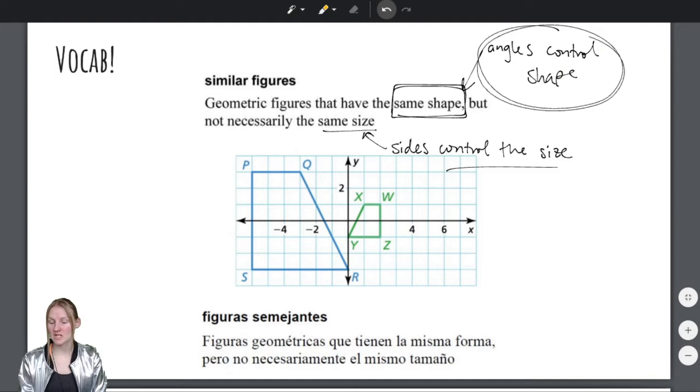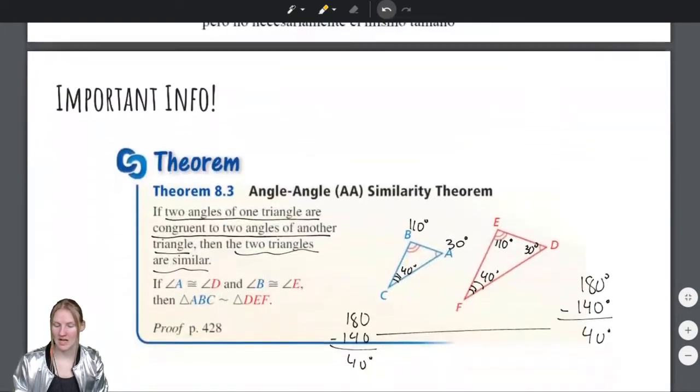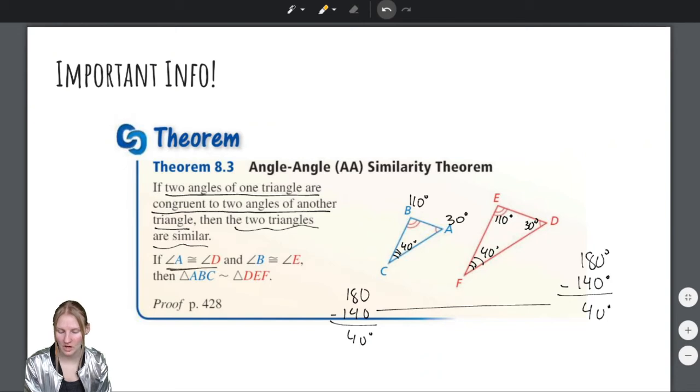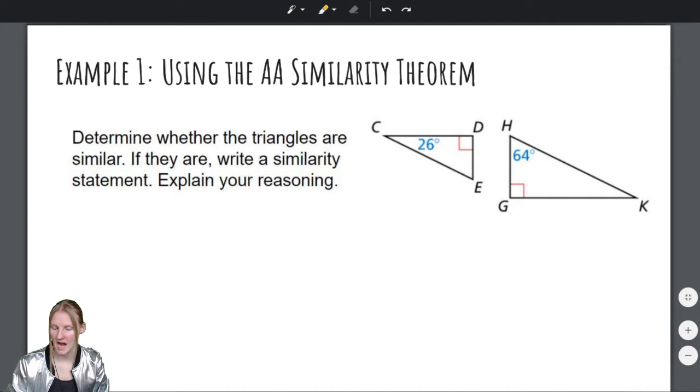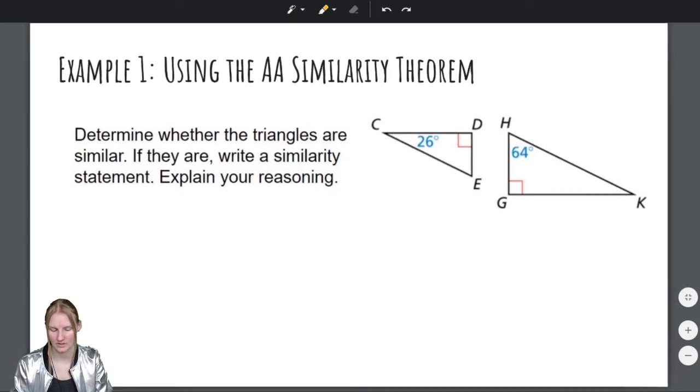So, we don't even care about the sides, right? When we're talking about the AA similarity theorem, this only talks about angles. It doesn't mention sides at all. And it's because we don't need sides. If I know that the angles are congruent, I have the same shape. Size doesn't matter. So, if you know that two angles are congruent, you can find the third angle. You don't need to find the third angle, but you know that the triangles are similar. So let's see an example of this in action. And actually, we're going to see 3 examples of it in action.